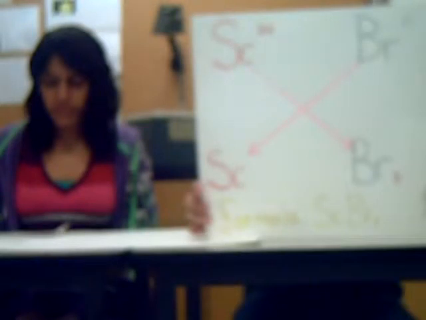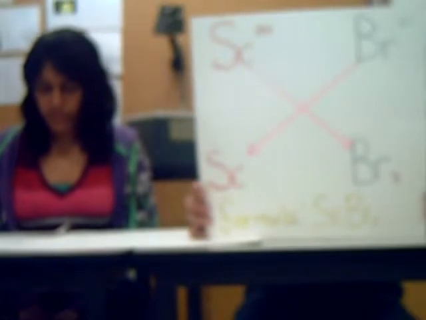We'll take scandium bromide for example. Scandium's ionic charge is 3 positive, and bromine is 1 negative. You simply switch the charges but don't indicate whether it was positive or negative. Since bromine's was 1, you do not have to write it in the formula. The scandium bromide formula is ScBr3.